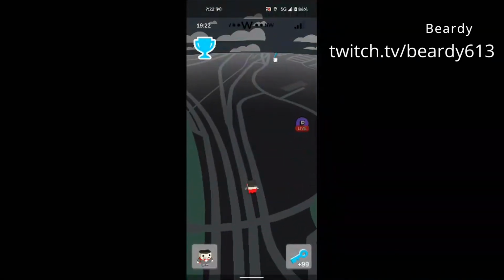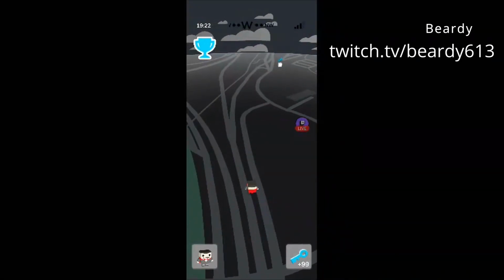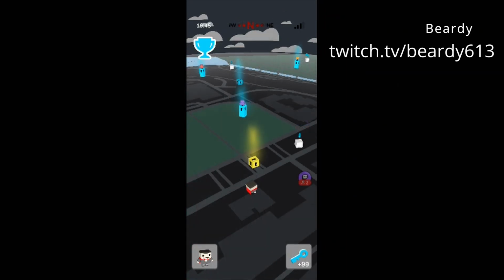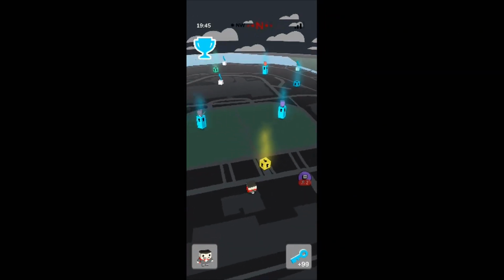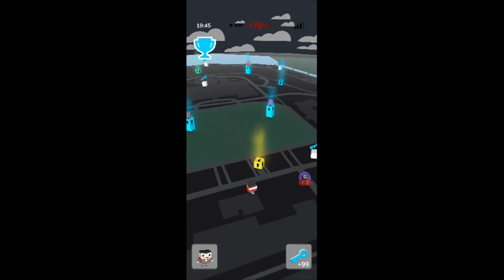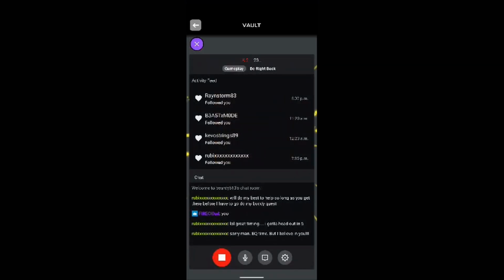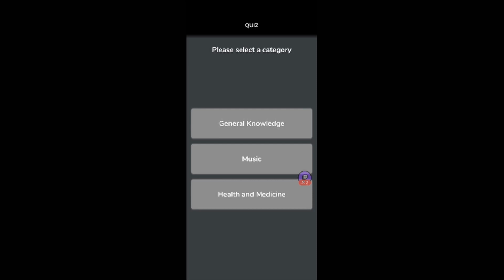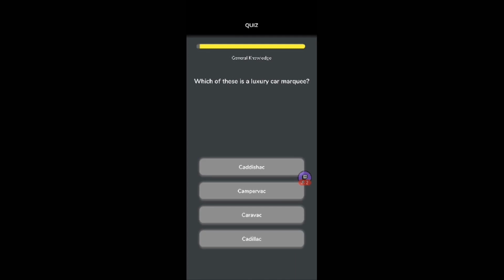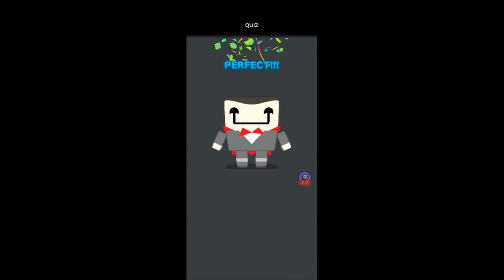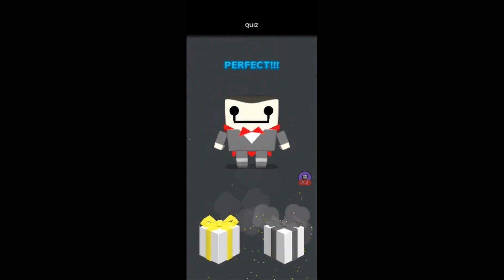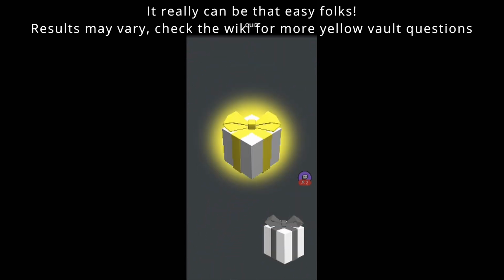On my way to go hit a yellow vault. All right, here we go. If you know the answer, please type it out. Okay. Which of these is a luxury car marquee? That was simple. Yo, that was simple. That was the simplest one I've ever had.